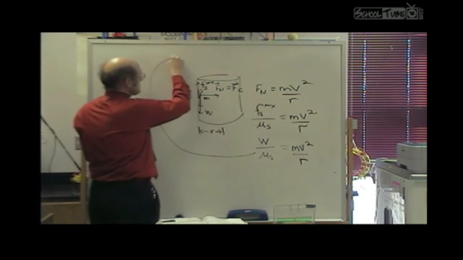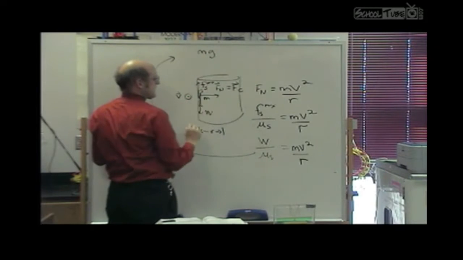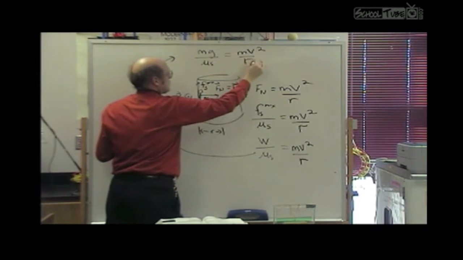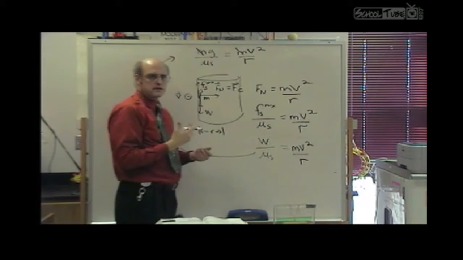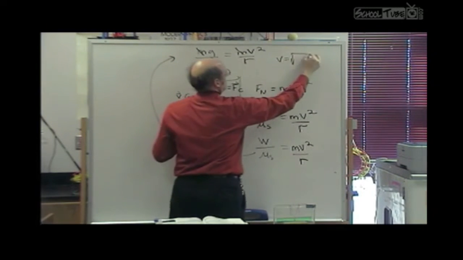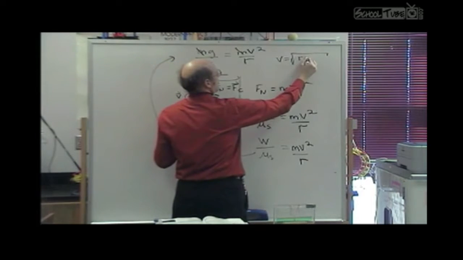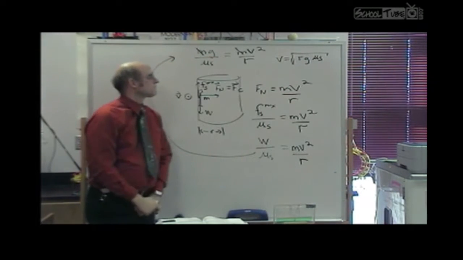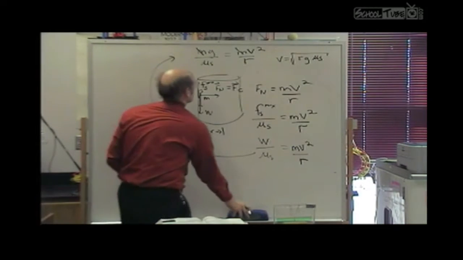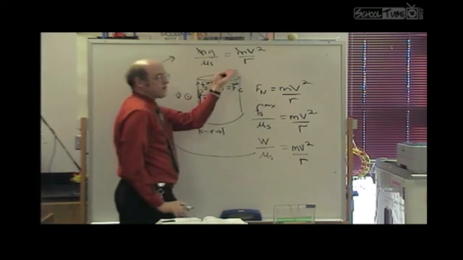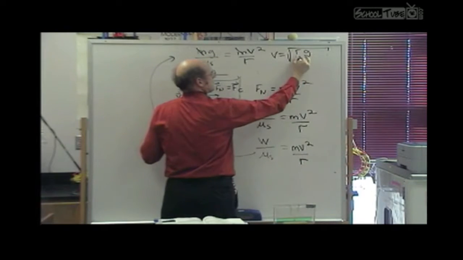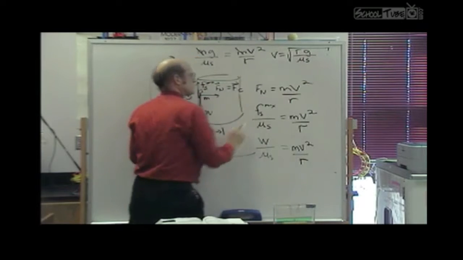The weight of the rider from Newton's second law is mg. So we have mg over mu s equals mv squared over r. The mass of the rider cancels out. So we're left with an expression. If we solve this expression for v, we get the square root of the radius of the ride times the acceleration due to gravity divided by the coefficient of static friction.